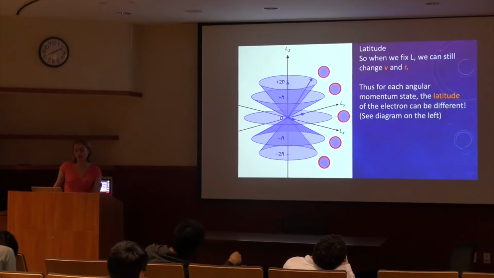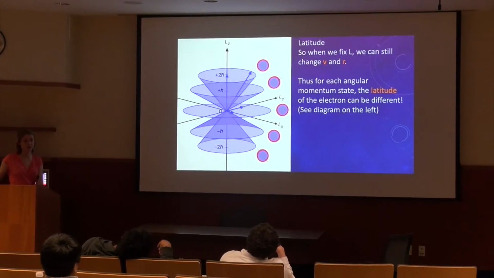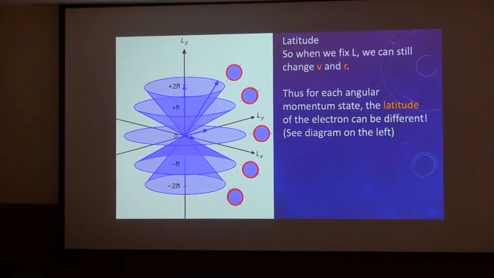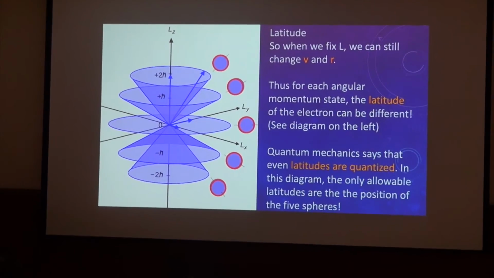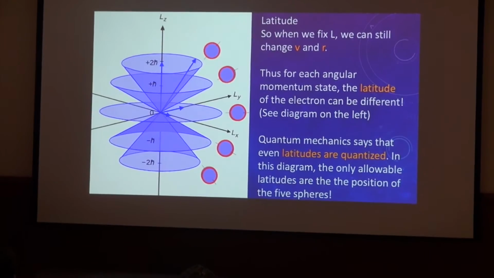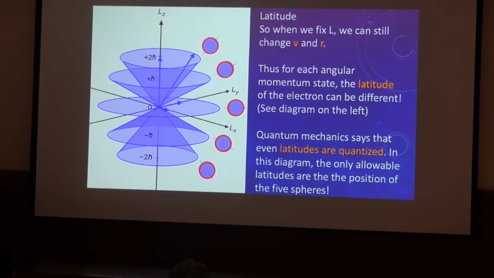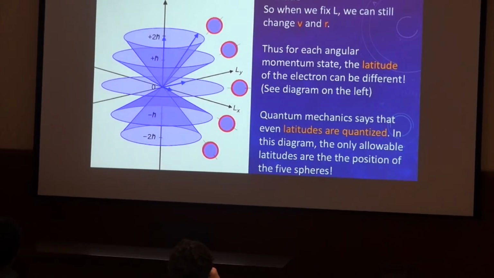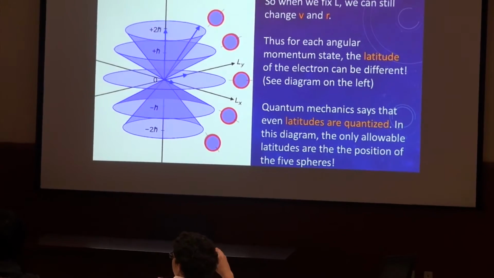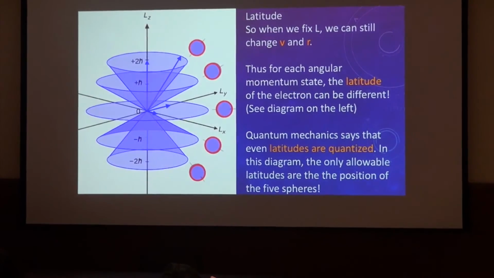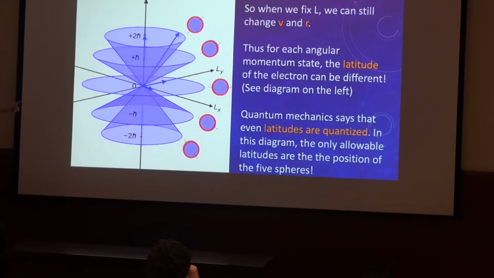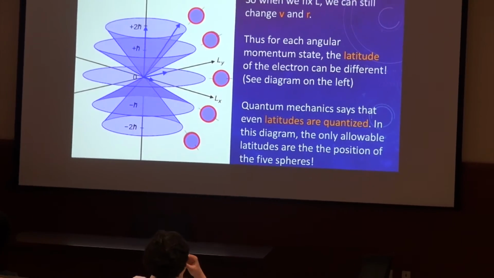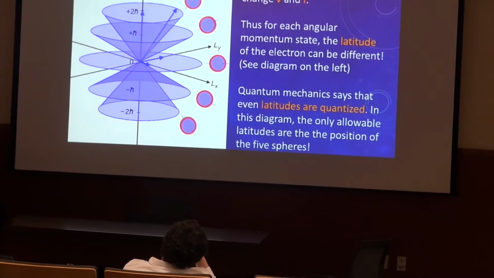we might think that if we fix L, we can still change V and R because those are components of L. You could have a higher velocity but a lower radius, and that would work. But what's interesting is that the latitude is also quantized. What you can see here are the paths the electrons are taking in this visual, and the latitude is how high up we are. The electron could be traveling here, or here, or here. You see the different circles? That would be the latitude, and those are only available in quantum intervals.